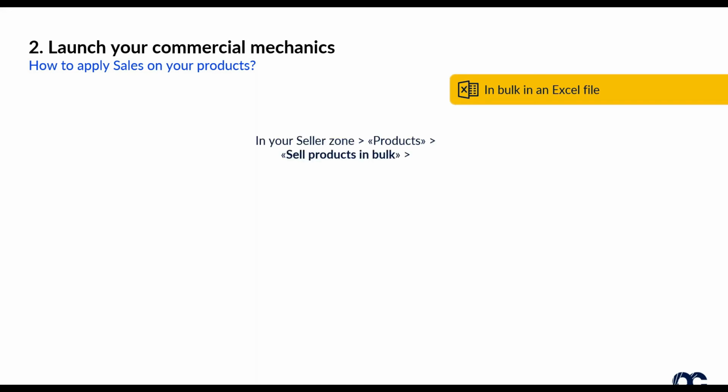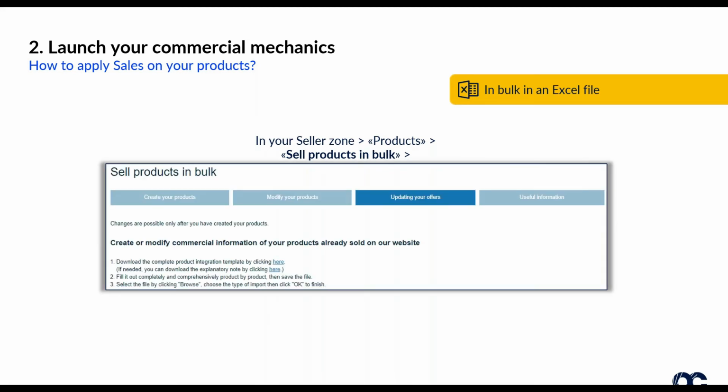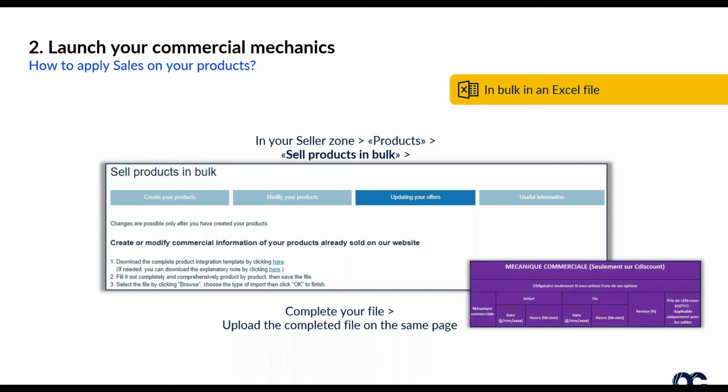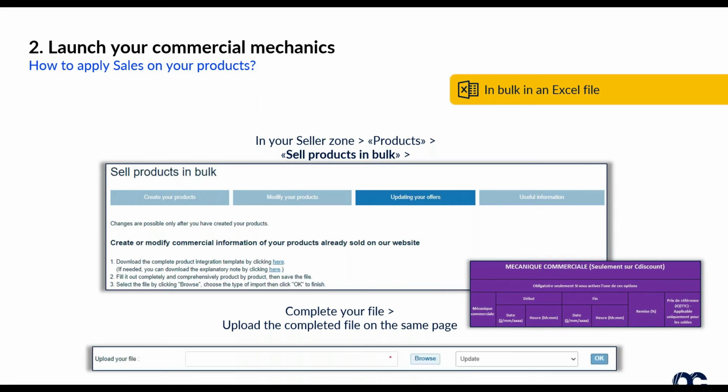To apply sales in bulk by an Excel file, you must connect yourself to your seller zone, as always. Click on product, then sell your product in bulk, and then updating your offer. On this page, you can download the integration template, and you will need to complete this table in the sales mechanic columns in purple. Once completed, simply load this file on the same page and select Update from the drop-down list and then Validate.